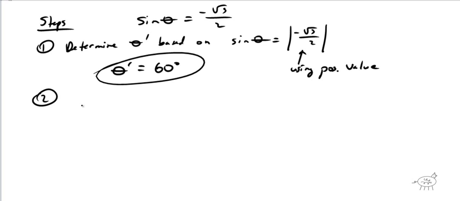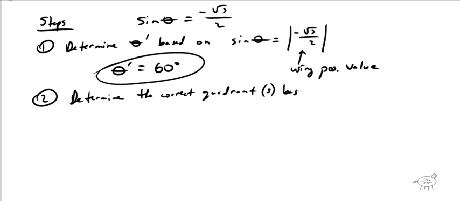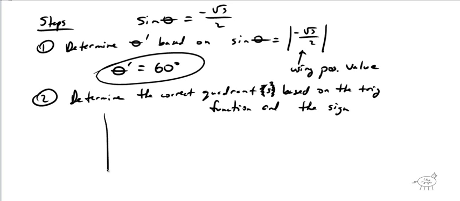The second step is we determine the correct quadrant, or quadrants, based on the trig function and the sign. What you want to do is say, okay, all students take calculus. For this one, it's negative. Do you agree that for sine we're in this one and this one here?